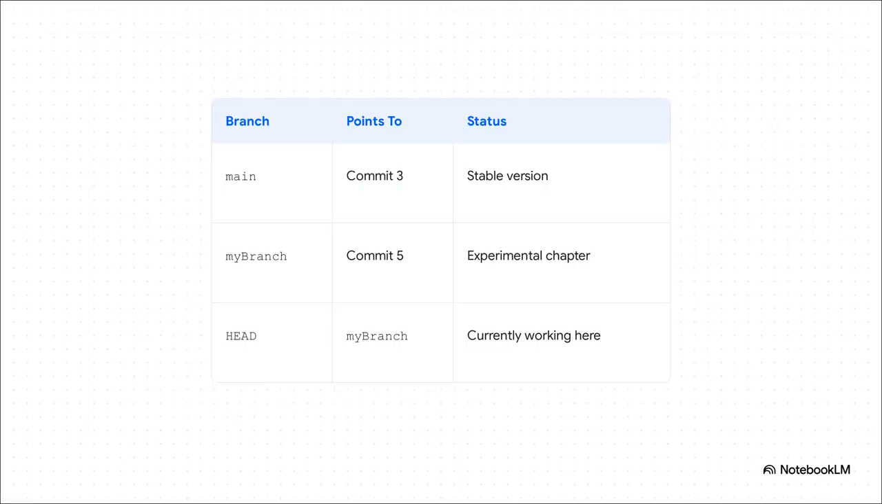So let's say we make a couple of commits on our new branch. Our project's history now looks something like this. The main branch is still back at commit 3, our stable version. But my branch has moved forward to commit 5, where we're working on our new experimental chapter. And our head pointer, our "you are here" sign, is pointing to my branch. So our history has split. It's diverged into two separate timelines.